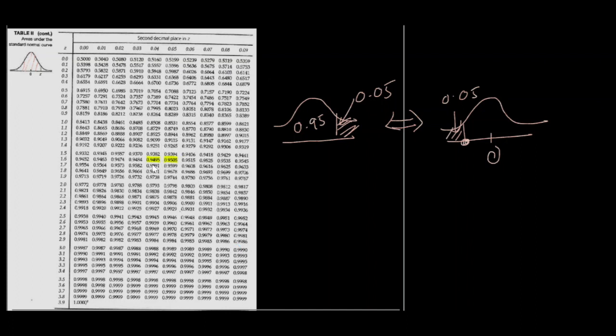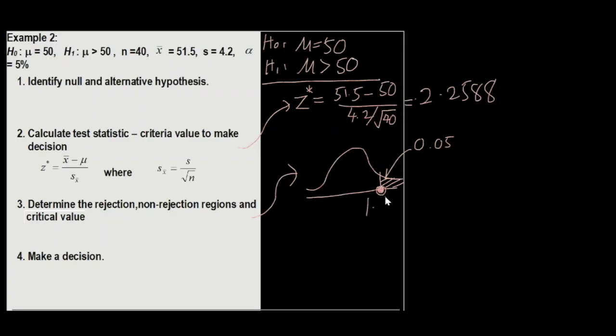For 0.95, we have two values which are close to 0.95, which are 0.9495 and 0.9505. Both cases are correct, but I would be selecting 1.64 as my critical point. 1.64.